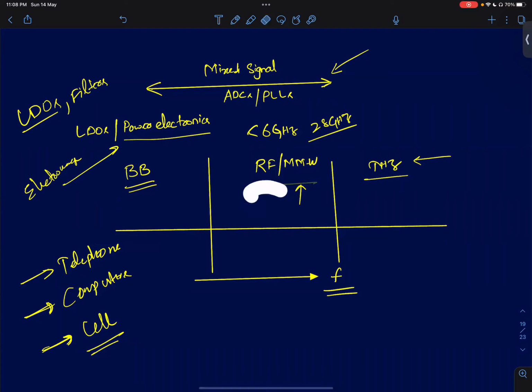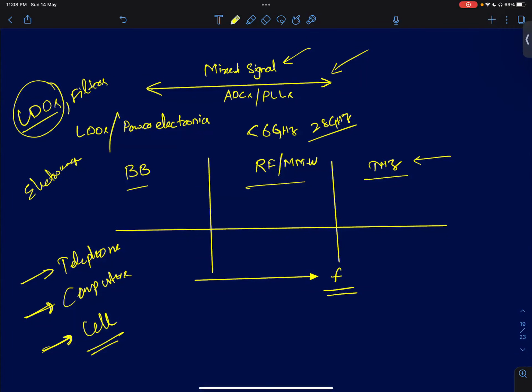Now, where we are right now is that most of these circuits, for example baseband, RF, and mixed signal, universities have been working on for the past 40 years. There is a lot of research in LDOs, or low dropout regulators. A lot of research has gone into ADCs and PLLs, and into LDOs and power electronics as well. So right now, universities don't focus so much on these. I'm talking about American universities. The majority of the top schools are focusing on the terahertz range.